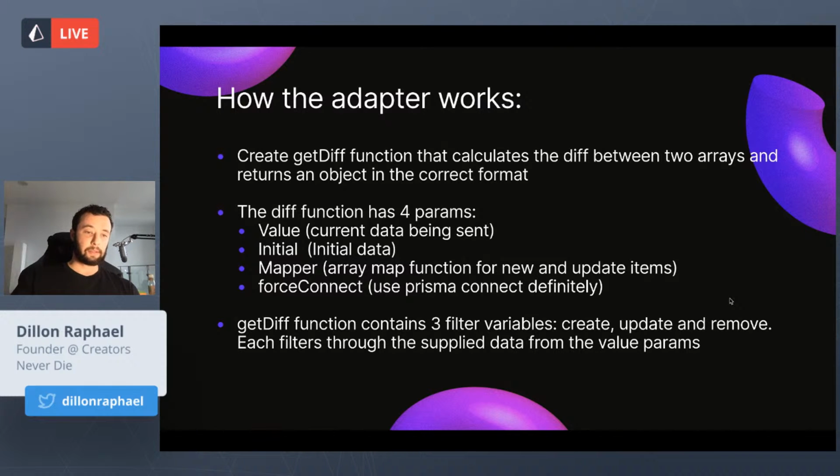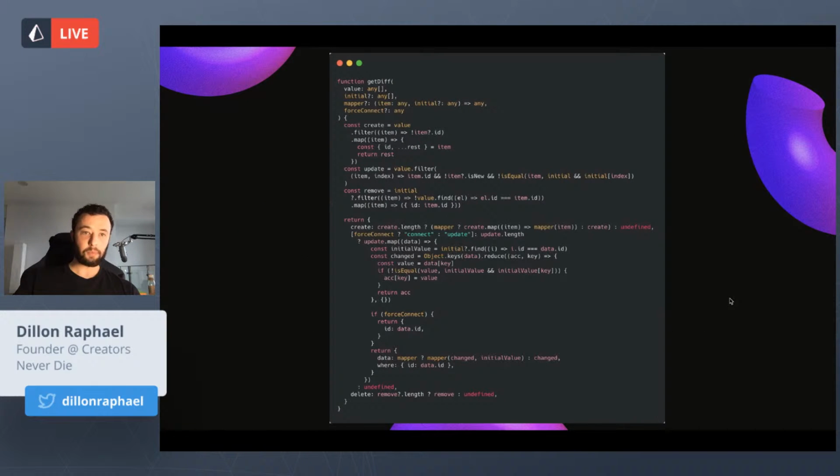So the get diff function itself contained 3 filter variables, which would be the create, update, and remove. So what that did is each filter through the supplied data from the actual value params and will actually determine what to use, whether it's create, update, or remove.